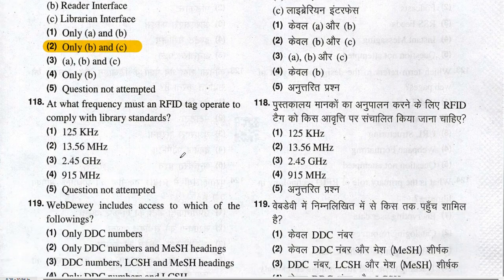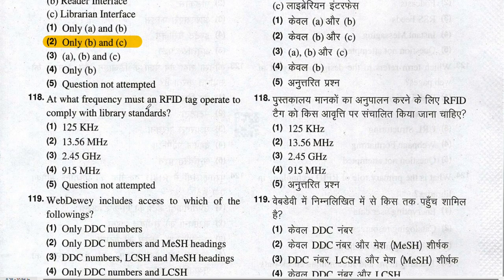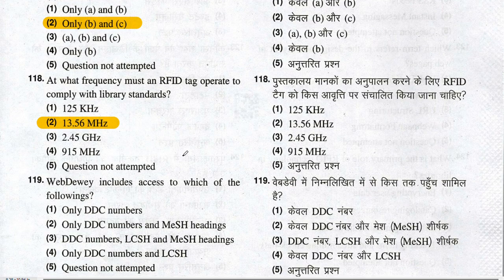At what frequency must an RFID tag operate to comply with library standard? 13.56 megahertz is the frequency an RFID tag must operate at to comply with library standard. So frequency is 13.56 megahertz. So option number 2 is the right answer of this question. Let's move to the question number 119.